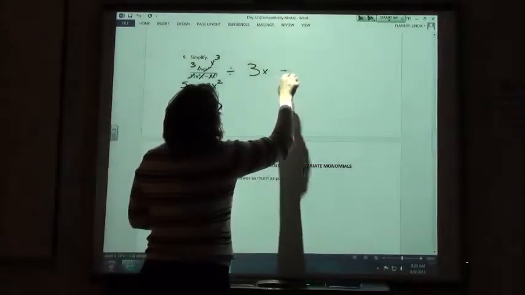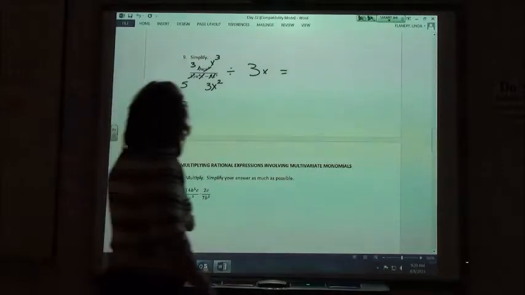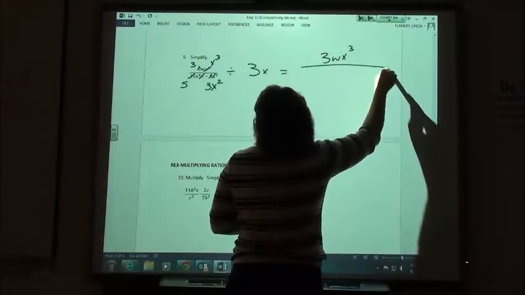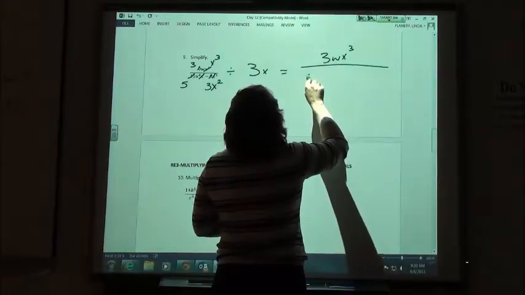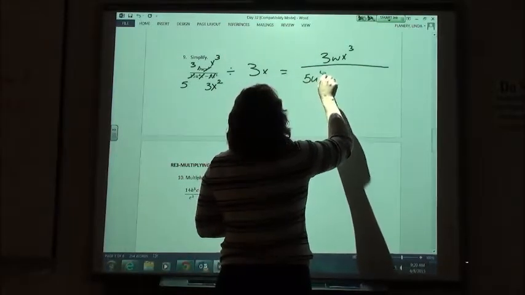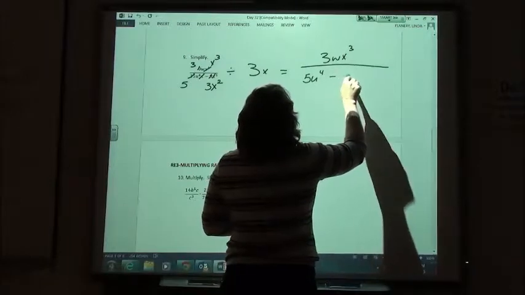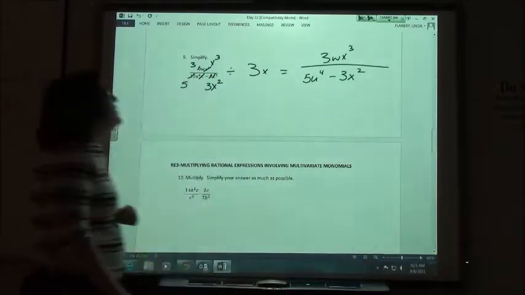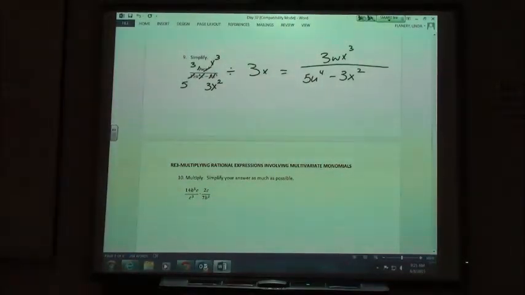And so my answer is going to be what? 3w x to the 3rd over 5u to the 4th minus 3x squared. Exactly. So 3wx cubed over 5u to the 4th minus 3x squared. So just reducing it down.